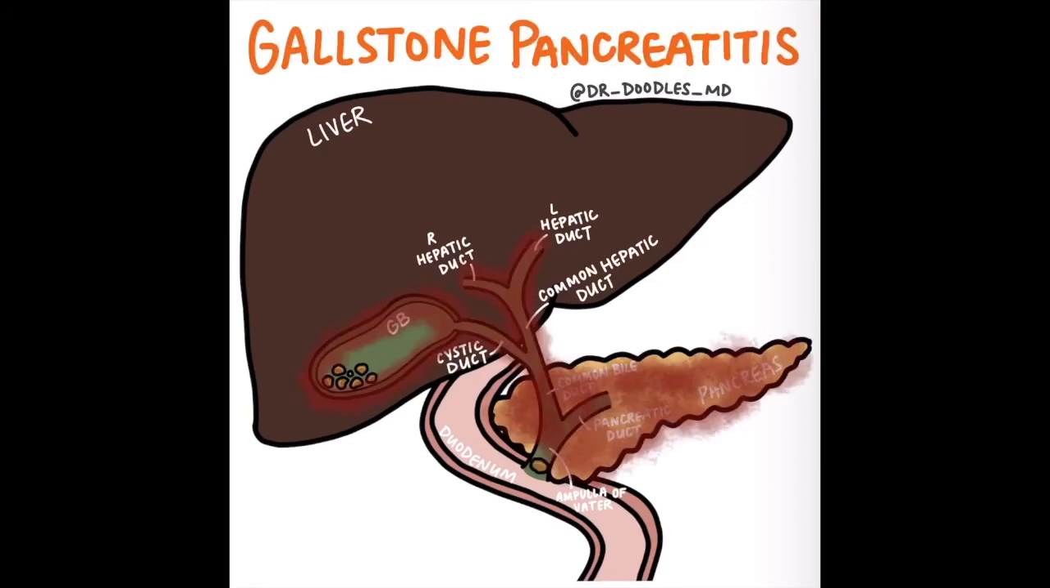Another important complication to remember is gallstone pancreatitis, which can occur due to high pressure backup through the pancreatic duct. Gallstones are the most common cause of acute pancreatitis, and these patients will additionally have elevations in their amylase and lipase levels on labs. As with ascending cholangitis, gallstone pancreatitis patients should generally undergo ERCP with subsequent cholecystectomy.